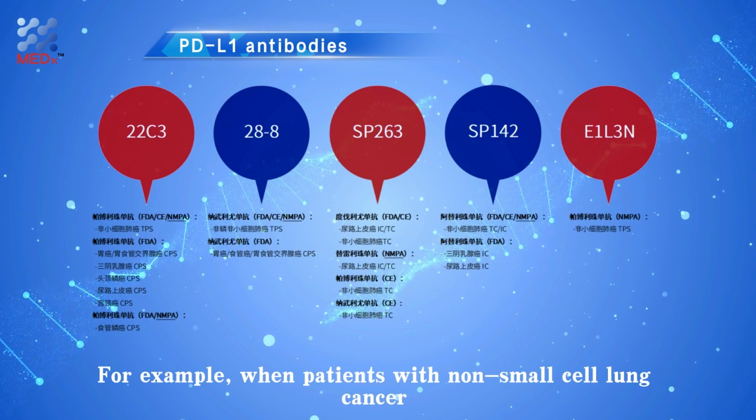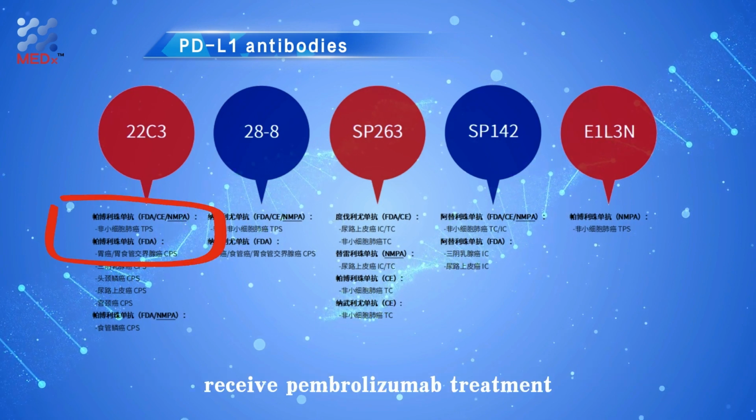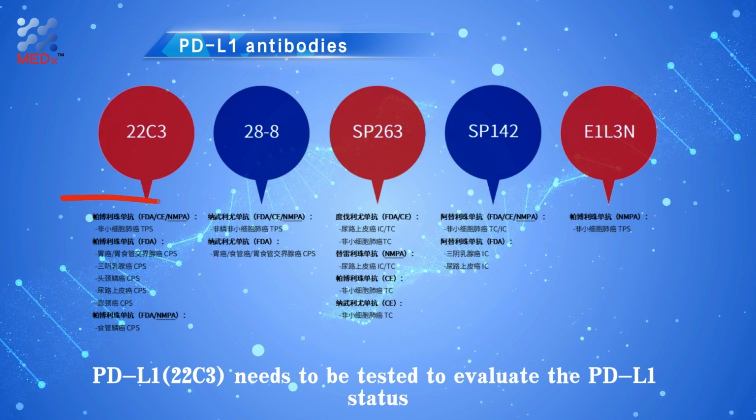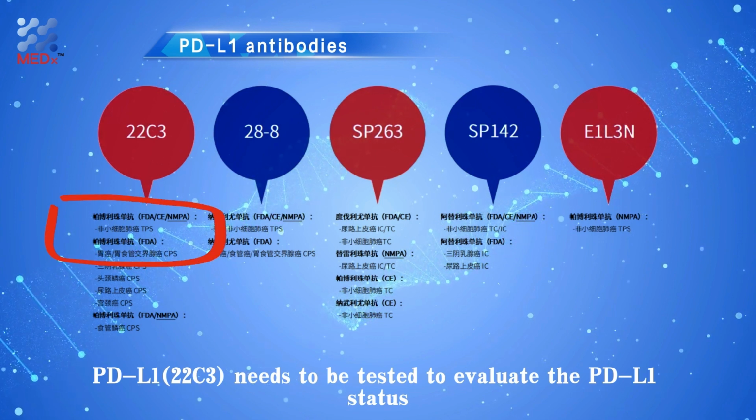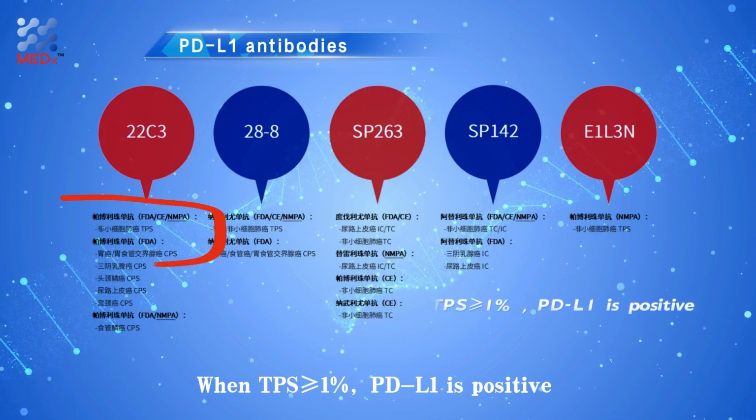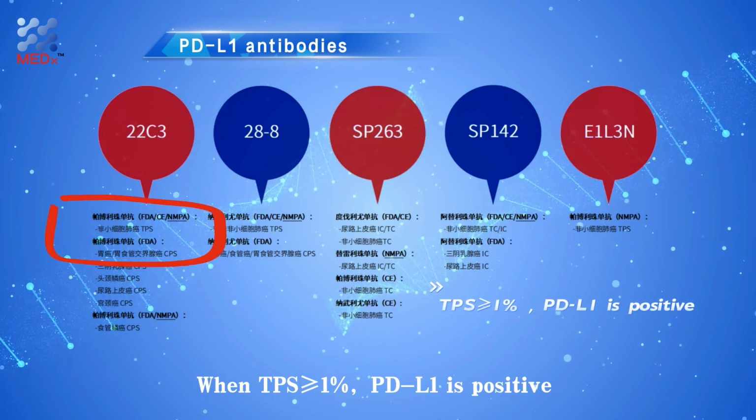For example, when patients with non-small cell lung cancer receive pembrolizumab treatment, PD-L1 22C3 needs to be tested to evaluate the PD-L1 status. When TPS is greater than or equal to 1%, PD-L1 is positive.